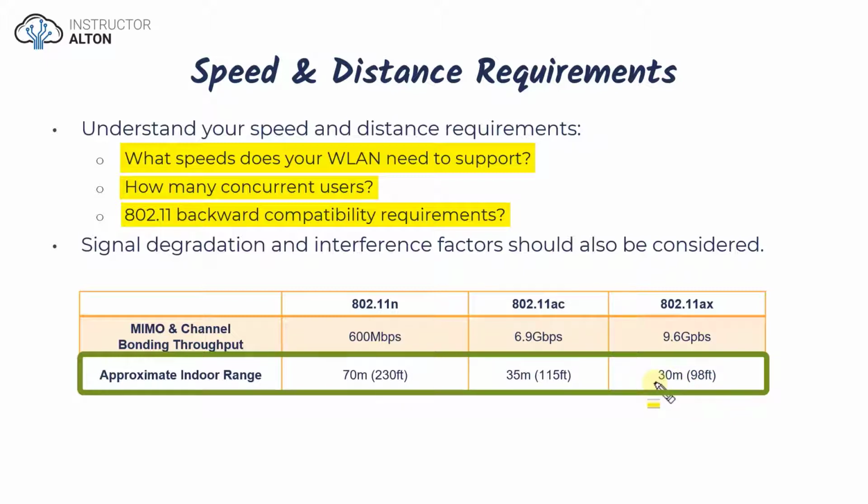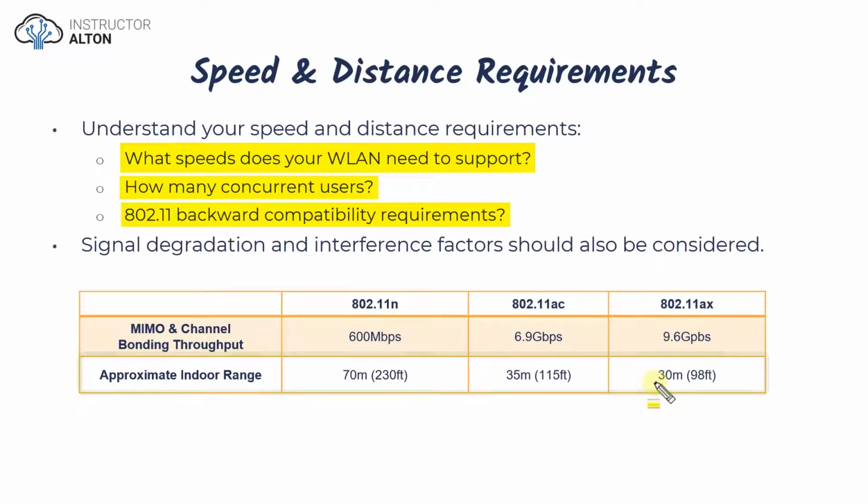Now, if you have a lot of money, meaning you have an appropriate budget to purchase a lot of wireless access points, this may not be an issue. But if you're on a tighter budget, then you may need to opt for slower speeds so you can stretch out the range for each individual wireless access point. So that's where speed and distance requirement comes into play, as well as signal degradation and interference. But we're going to talk about signal degradation and interference further on the next slide.